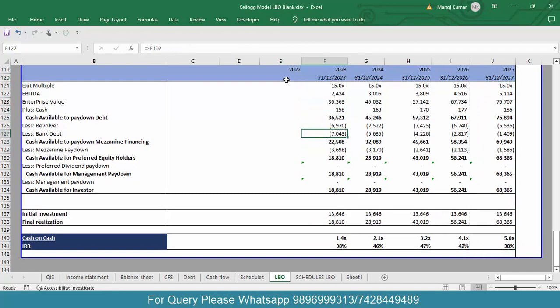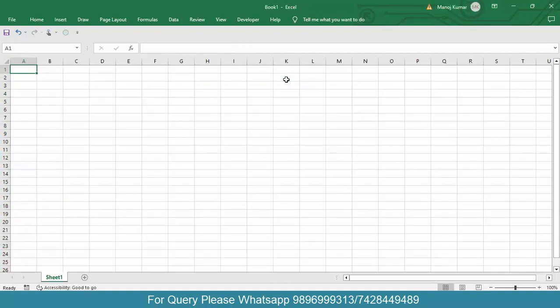You can see here that if you sell after 1 year, then the IRR will be 38%. If you sell after 2 years, the IRR will be 46%, then 47%, then 42%, and then after 5 years it will be 38%. So I'm ending this video here only, and you just need to prepare this entire model right from scratch like this. Open the blank Excel file and make the model again the way we have created this model.